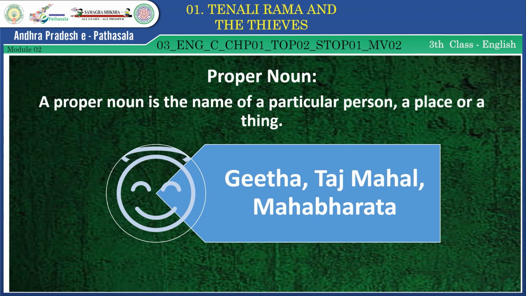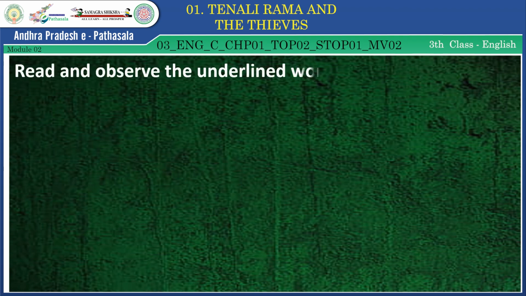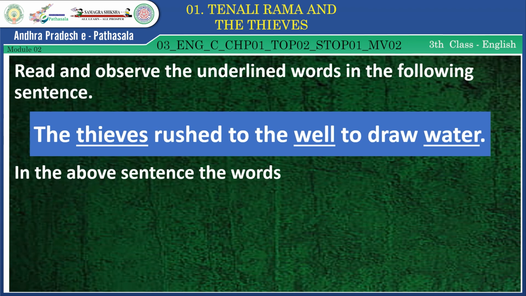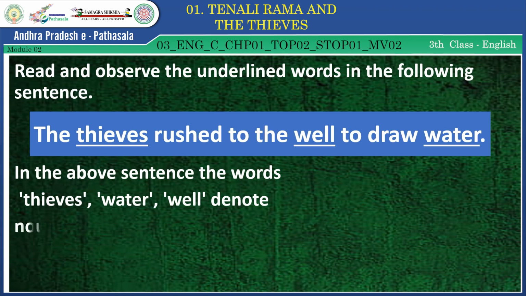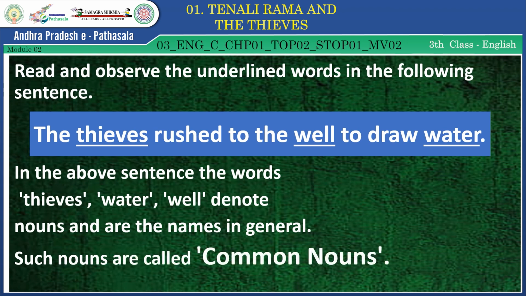Children, let's know about common nouns. Read and observe the underlined words in the following sentence. The thieves rushed to the well to draw water. The underlined words are thieves, well, and water. In the above sentence, the words thieves, water, well denote nouns and are the names in general. Such nouns are called common nouns.